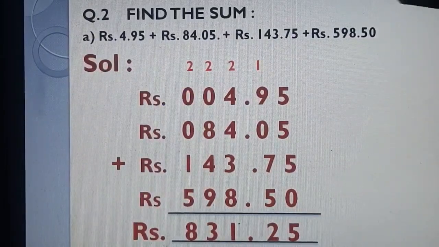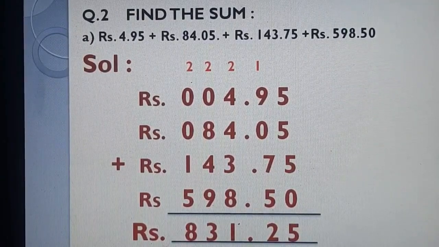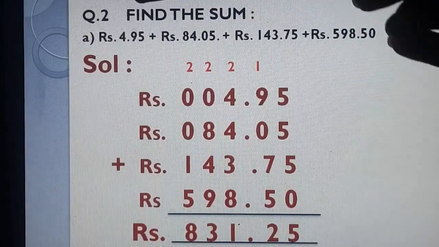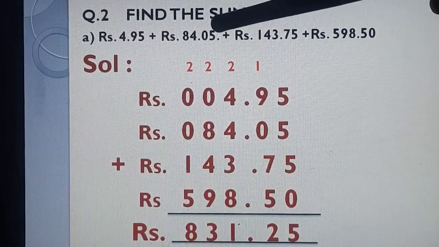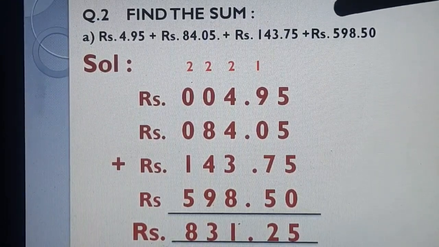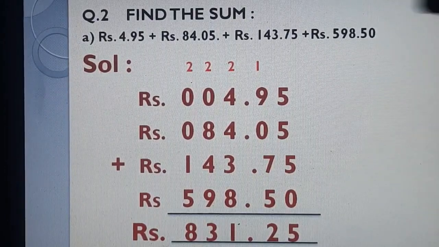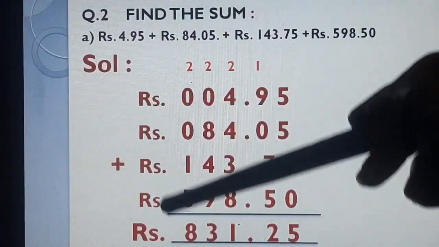Question number 2 is also there. The same addition question. Find the sum. Now units are written. So you have to take care for writing the units in each step. Rupees 4.95. Rupees 84.05. Rupees 143.75. And rupees 598.50. So you will write down the units very carefully in each step.